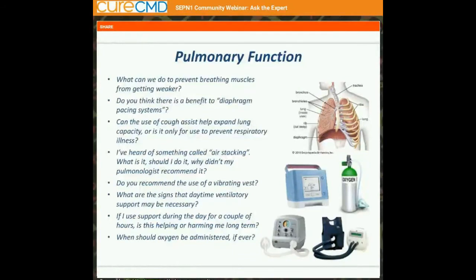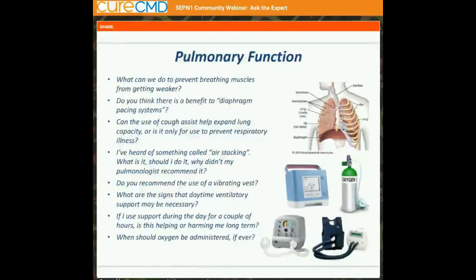So having said that, when we have a patient who's using the cough assist, especially patients in the hospital, they need additional help to mobilize secretions from the peripheral portions of the respiratory system. The vest and then another device called intrapulmonary percussive ventilation, or IPV, are effective add-on therapies to help with airway clearance. Then the next question is, what are the signs of daytime ventilatory support?